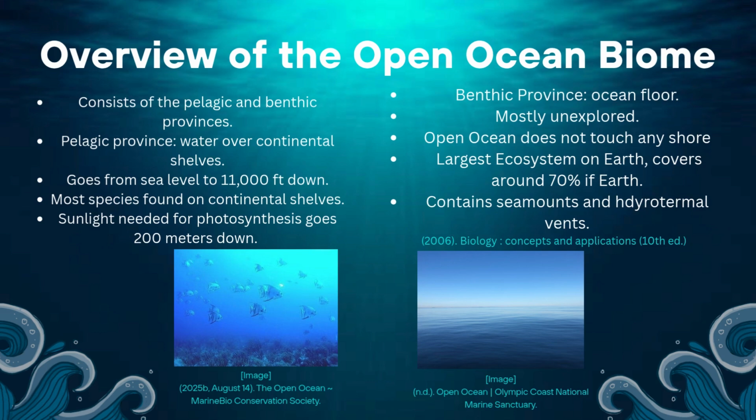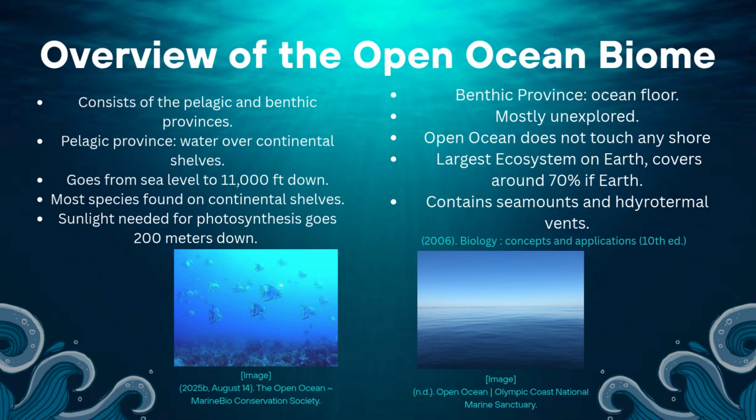The open ocean biome consists of the pelagic and benthic provinces. The pelagic province is the water over continental shelves and it goes from sea level to about 11,000 feet below sea level. Most species are found on these continental shelves, and the sunlight needed for photosynthesis only goes about 200 meters down. The benthic province is also known as the ocean floor.